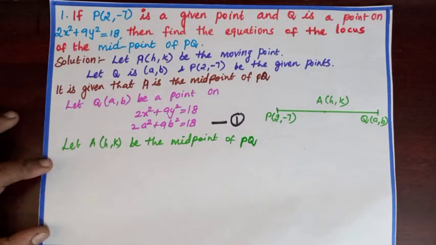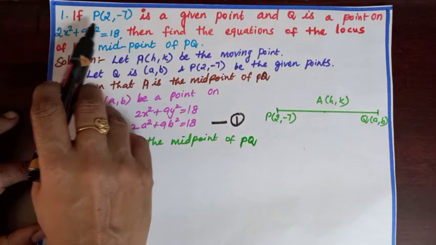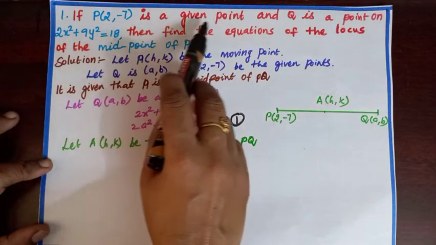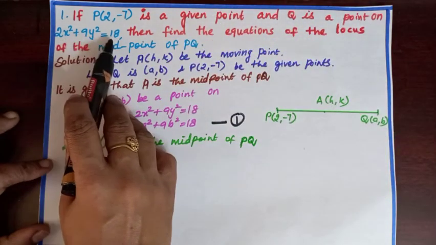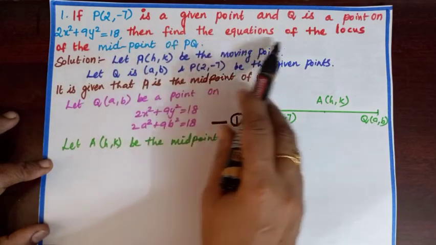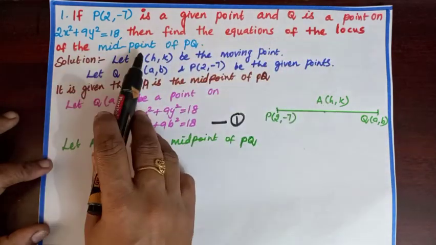Now we are going to see the remaining sums in exercise 6.1. Question number 1. P of 2, minus 7 is a given point and Q is a point on 2x square plus 9y square equal to 18. Then find the equation of the locus of the midpoint of PQ.